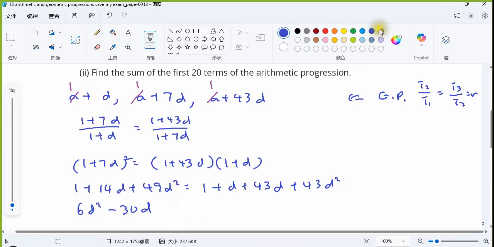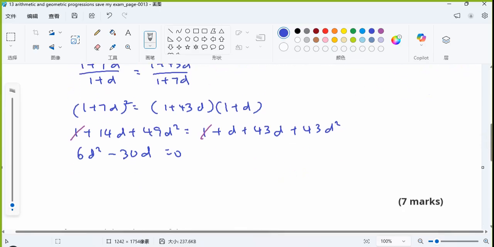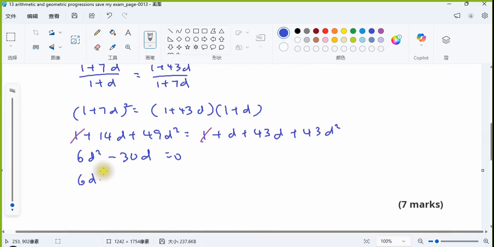D, and then the 1s cancel. Okay, equal to 0, and we do the factorization: 6D times (D minus 5) equal to 0. So 6D equal to 0, D equal to 0. This one is rejected because D is positive. Then D is equal to 5. Sure. Okay.